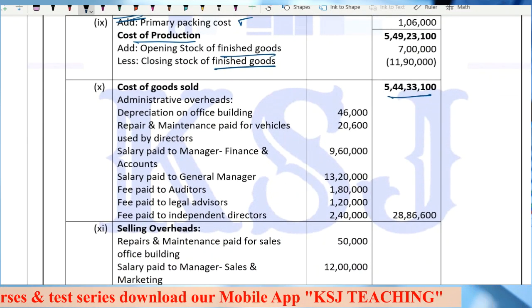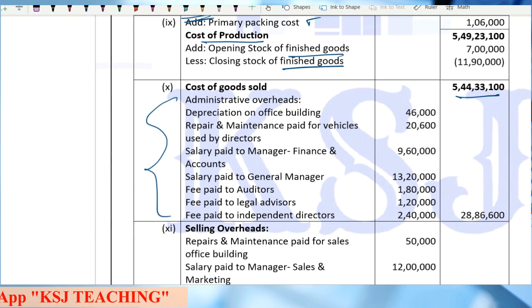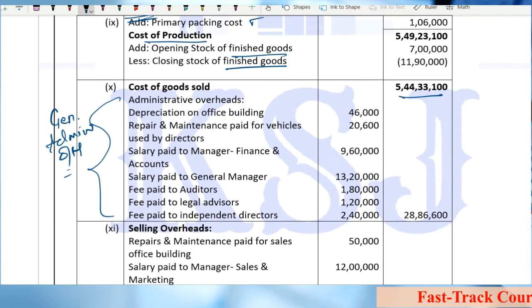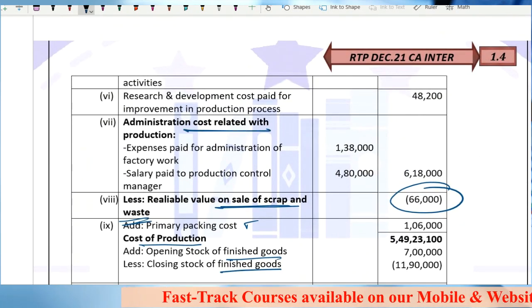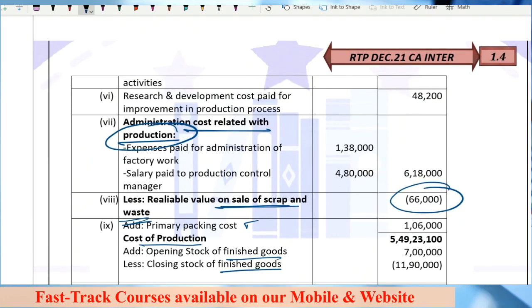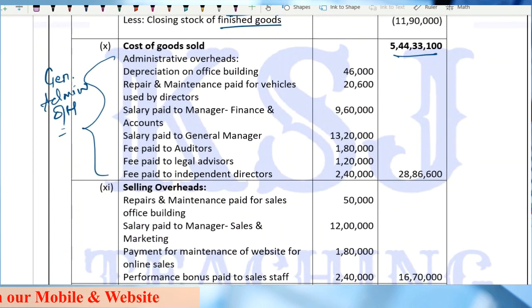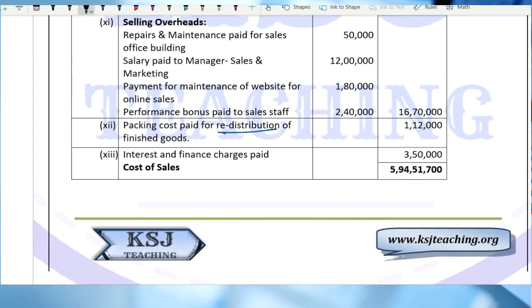After that you will be taking the general administration overheads. All these are what? All these are general administration overheads. Overheads related to production we have already taken here. Related to production, he has already given administration cost related to production. Here we are taking the general admin overheads. Then selling overheads and packing cost for redistribution of finished goods. It is again a part of selling overheads only.